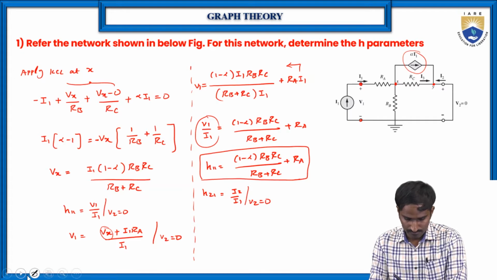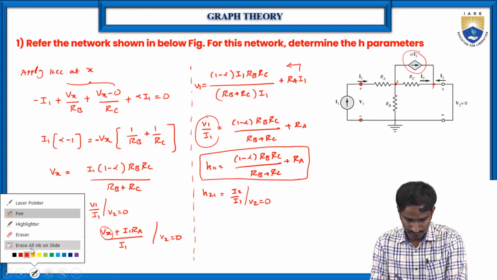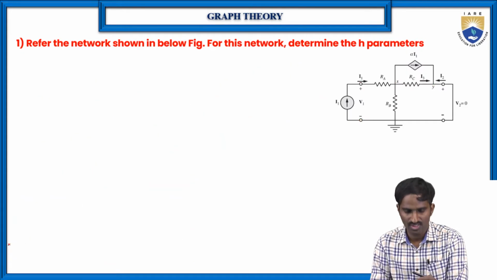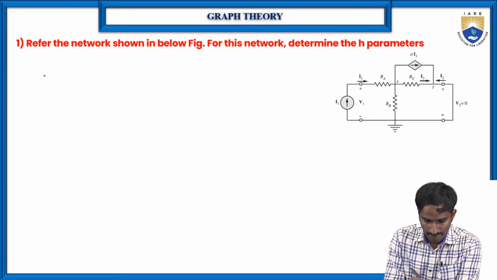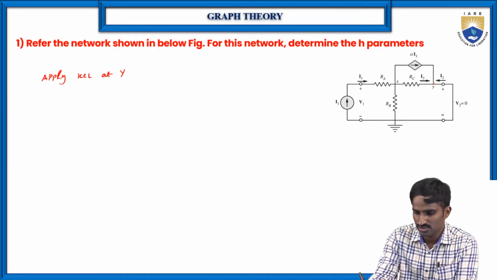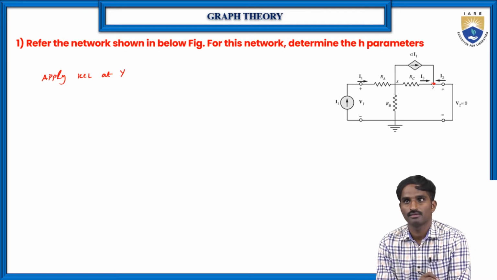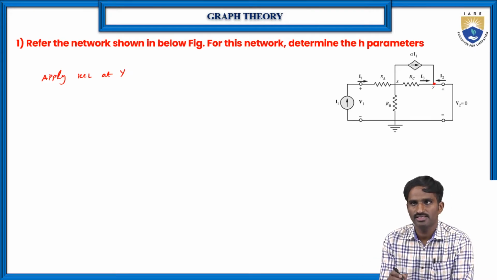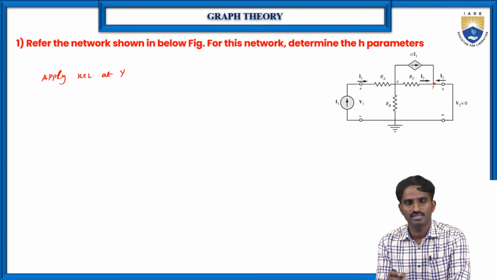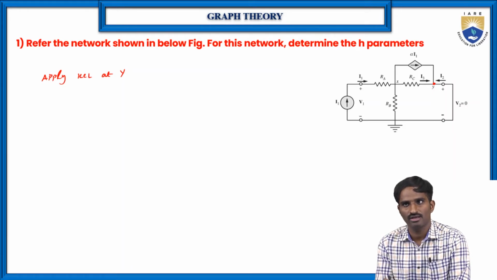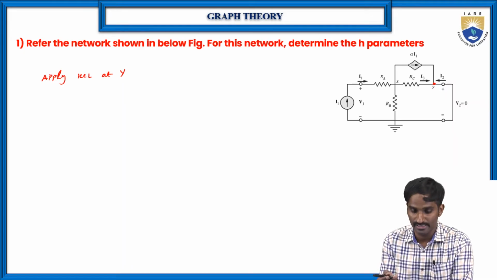For that, what I'm going to do is apply KCL at node Y. So this is node Y. What are the currents here? I3 is there, I2 is there, and alpha I1 is there. What are the entering currents here? I3, alpha I1, and, of course, I2 is also an entering current. So all are entering currents only.